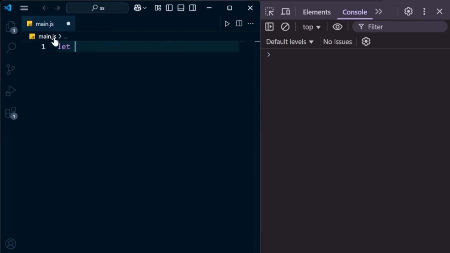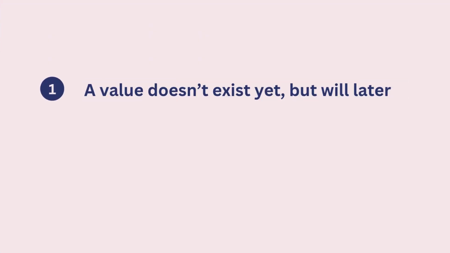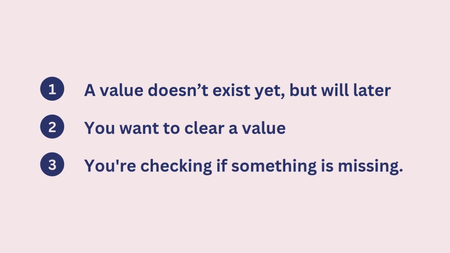Null means no value or empty value. Unlike undefined, which happens by default, we assign null intentionally. You might use null when a value doesn't exist yet but will later, you want to clear a value, or you're checking if something is missing.